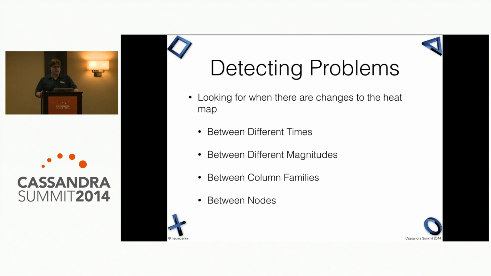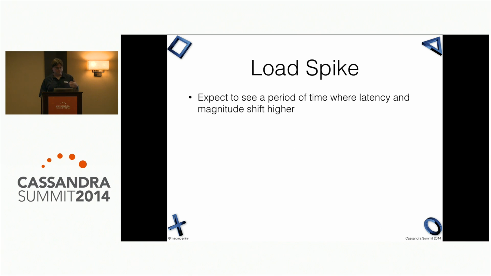So you're going to compare times, which is what the sampling rate is really good for. You're going to compare different magnitudes. You're going to compare between column families, different usage patterns, et cetera, and you're going to look between nodes, because then you have to take a look at, are we looking at hardware problems, are we looking at difference in configurations, et cetera, et cetera. So we're going to go through just a bunch of these and what they might look like on an actual heat map. So load spike.